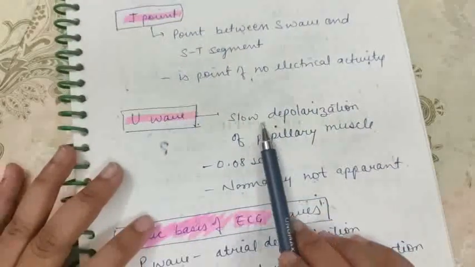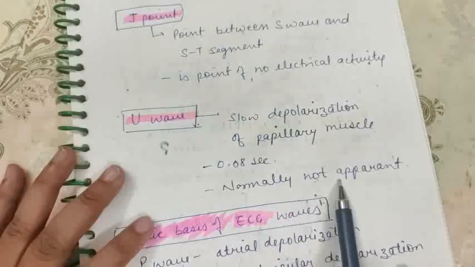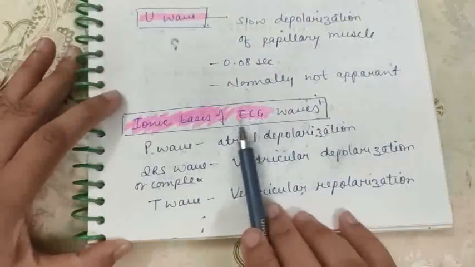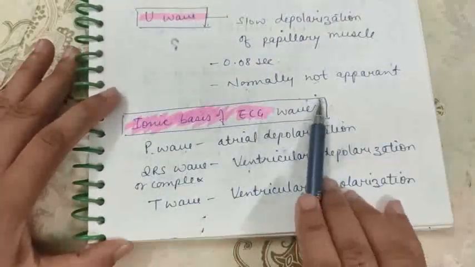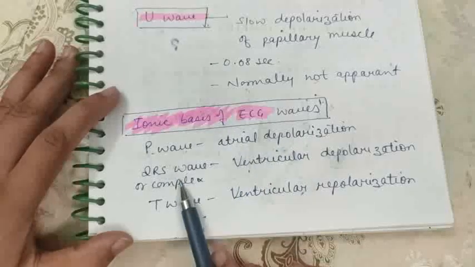U wave is slow depolarization of papillary muscle, 0.08 second. Normally it is not apparent. Okay, then whenever ECG is being asked, you will be 100% asked about the ionic basis of ECG. That is, what is the ionic basis of P wave, QRS and T wave.